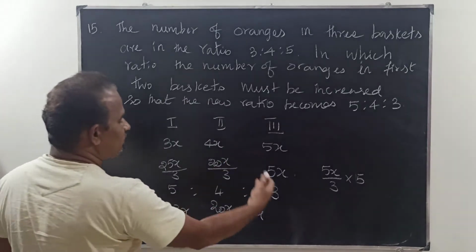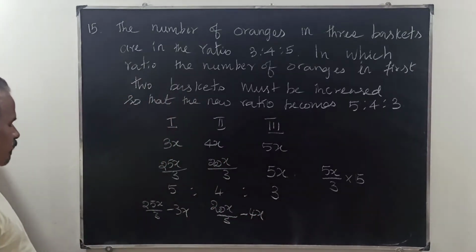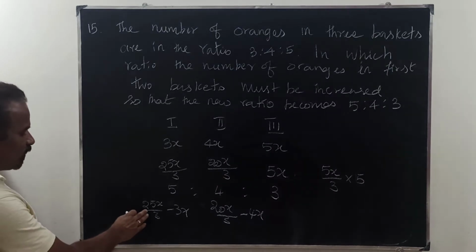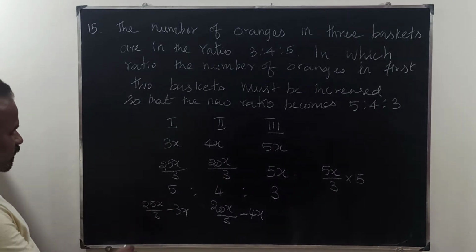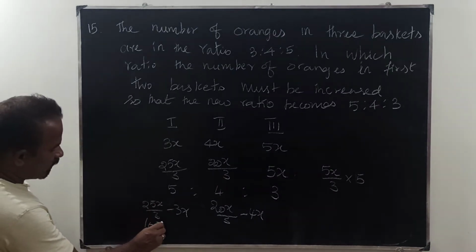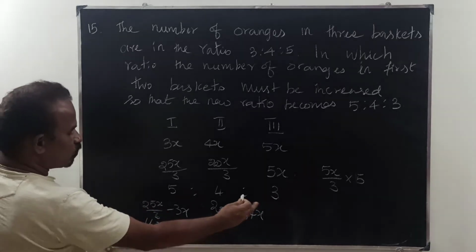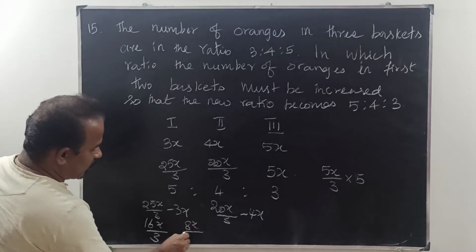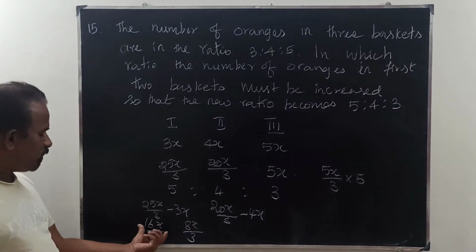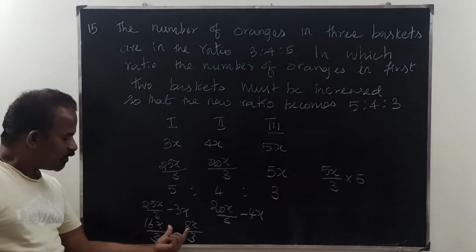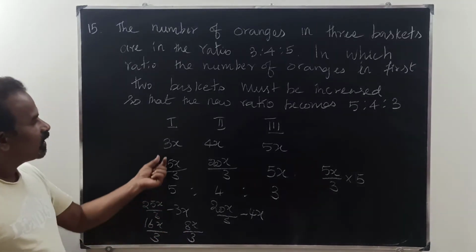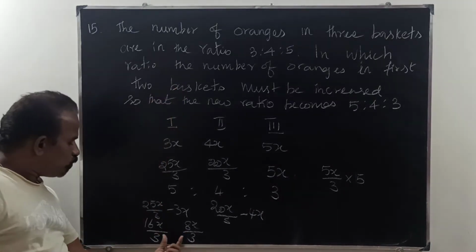Here the increment is nothing, therefore 0. So therefore here 25x minus 9x, so 16x by 3. Here 20x minus 12x, therefore 8x by 3. This will be the increment of oranges in the first 2 baskets.